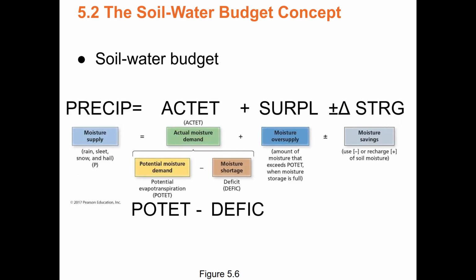So now with the terms placed on top of the diagram in the book, we've got precip. Precip equals ACTET. ACTET equals POTET minus deficit, plus surplus, plus or minus the change to soil moisture storage.